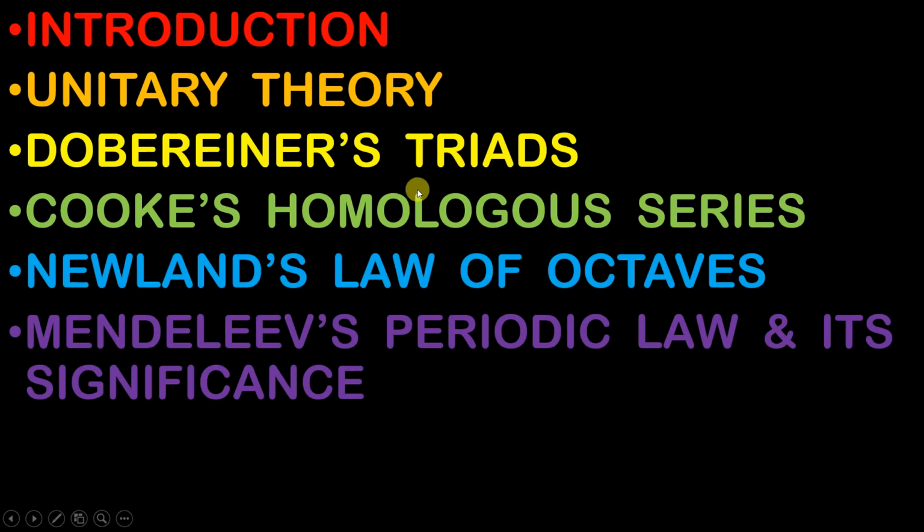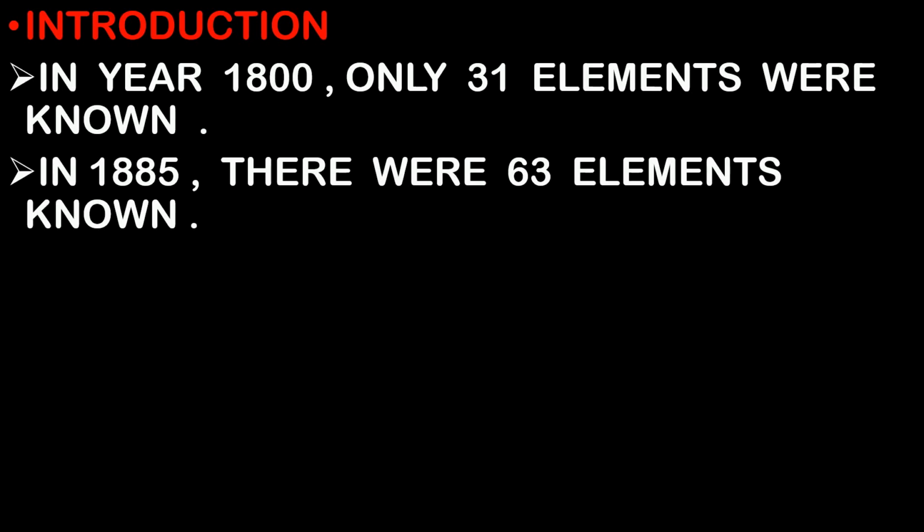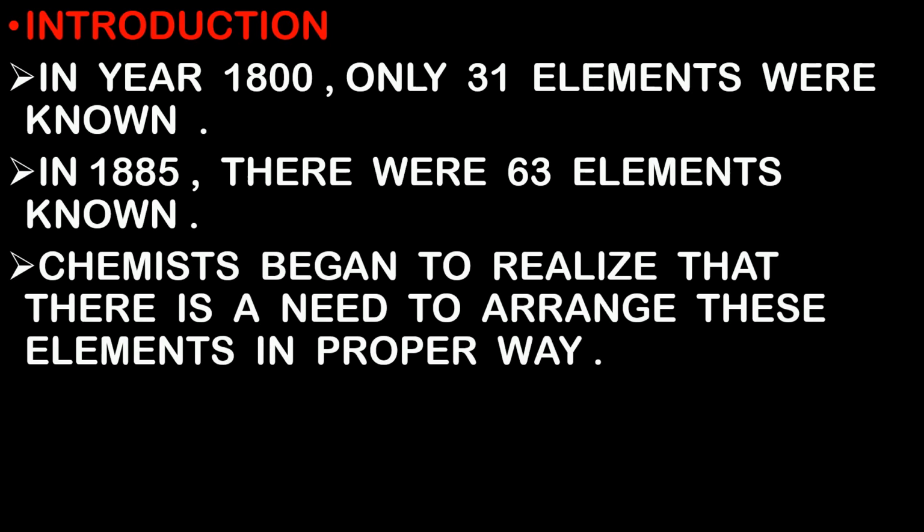So without wasting much time, let's start with the first topic, that is the introduction for today's lecture. What happened was that in the year 1800, only 31 elements were known. Since fewer elements were known, it was easier for chemists to remember them as well as their atomic numbers and atomic mass numbers. But further on, in the year 1885, 63 elements were known. Now the number of elements has increased, and it is difficult for chemists to remember them all, their atomic numbers, atomic mass numbers and different chemical properties. So chemists began to realize that there is a need to arrange these elements in a proper way.